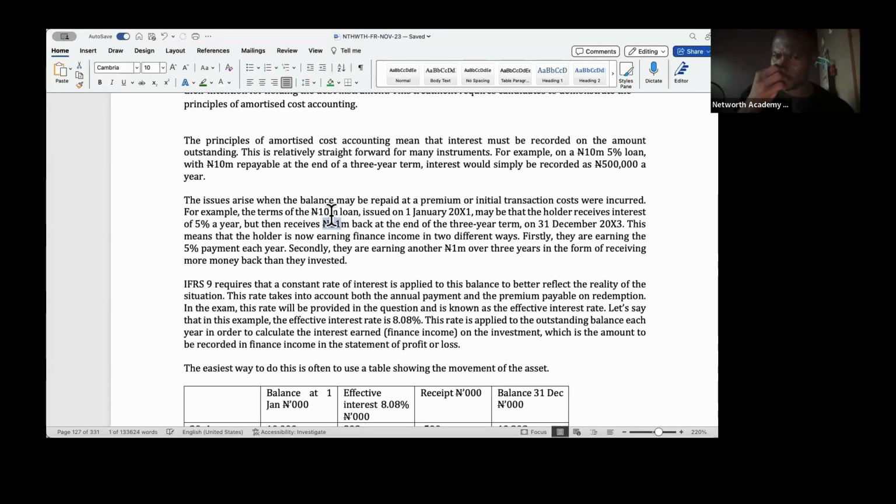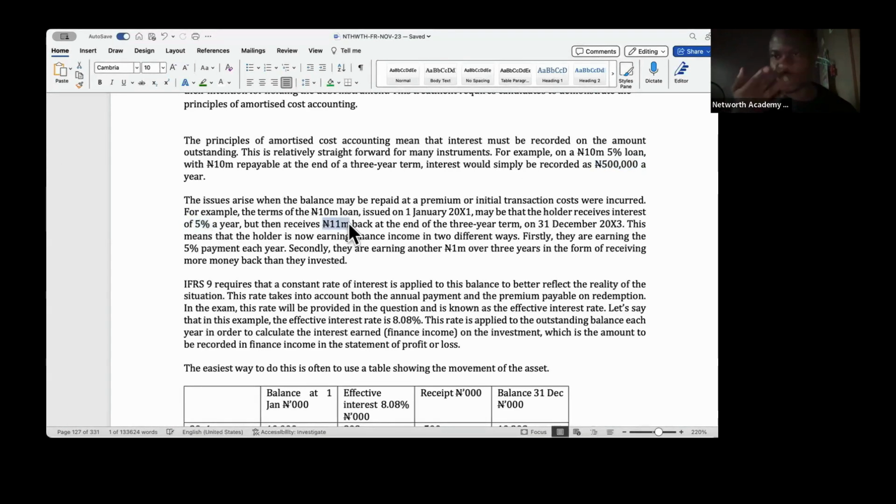So again, the challenge is this: it's about the income. How is he going to recognize the income? From this first scenario, this 500,000 is recognized year by year. Year 1, 500, year 2, 500, year 3, 500. The same way he is going to recognize this 5% here.